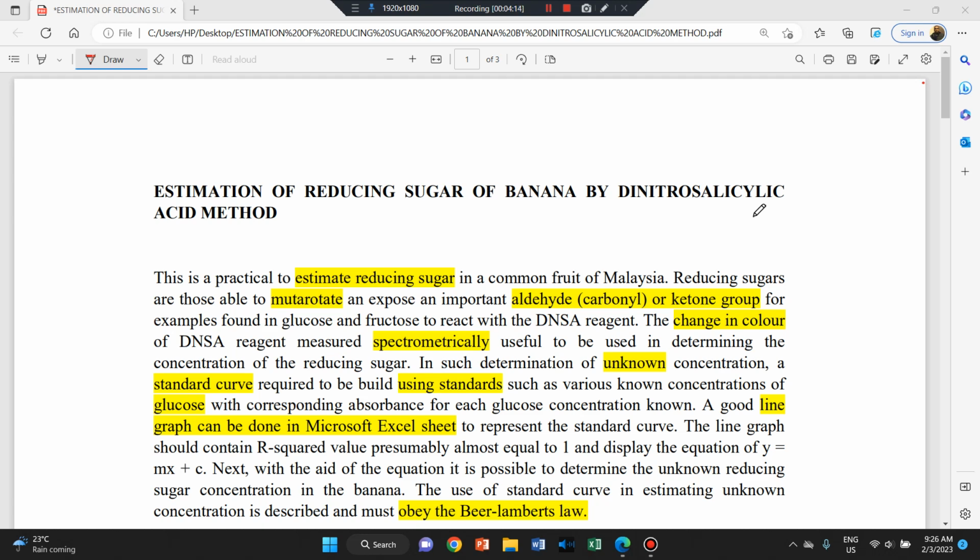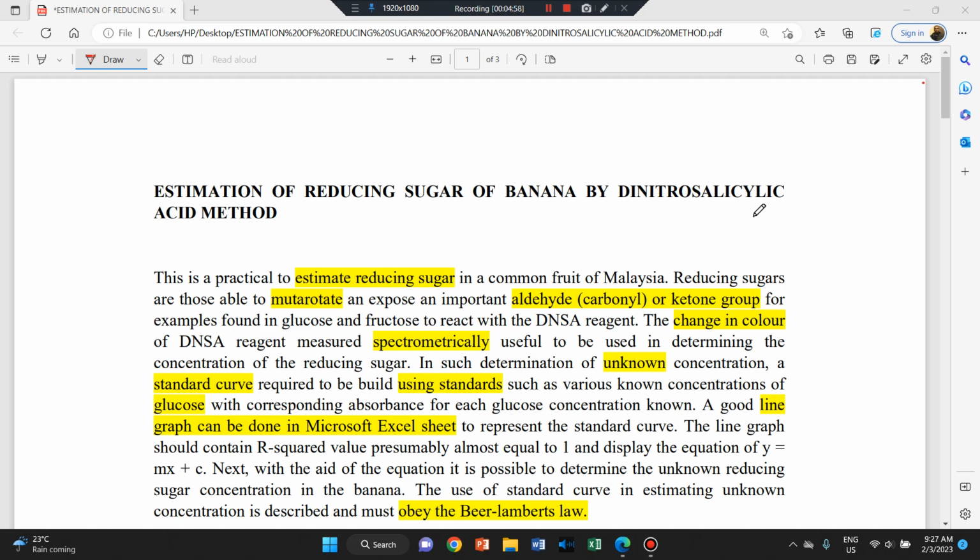And then the Beer-Lambert law also needs to be understood. Basically, in brief, the Beer-Lambert law suggests that the standard curve will be a straight line which passes through the origin. It will be obeying the Beer-Lambert law. The only exception, in terms of its limitation, is that it cannot be useful at high concentration of the unknown.